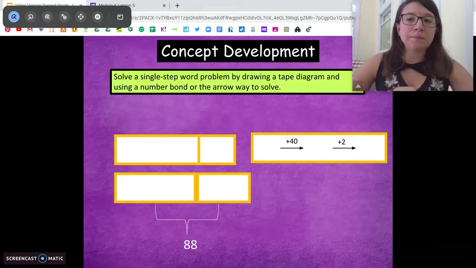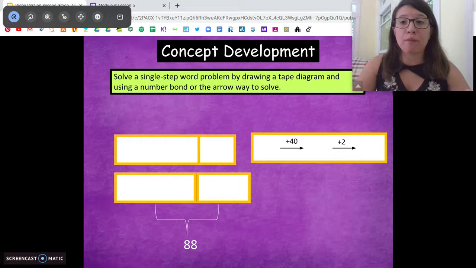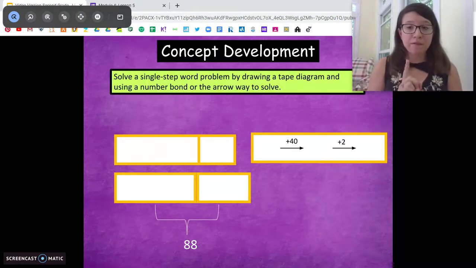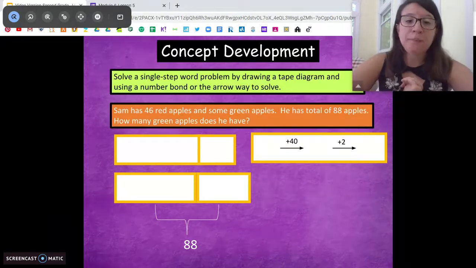So let's try this next one. We're going to do the same thing, single step word problem. I want you to make a tape diagram first, and then we're going to do the arrow way, and then we'll try the number bond way too. So here's our problem. Ready?